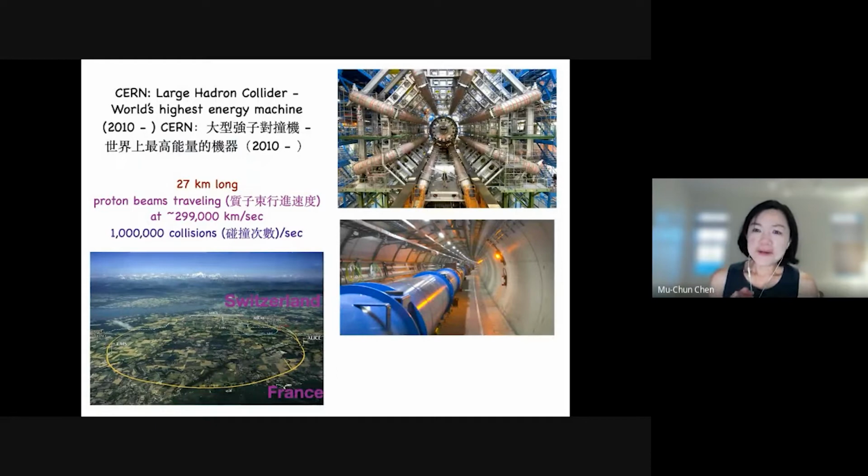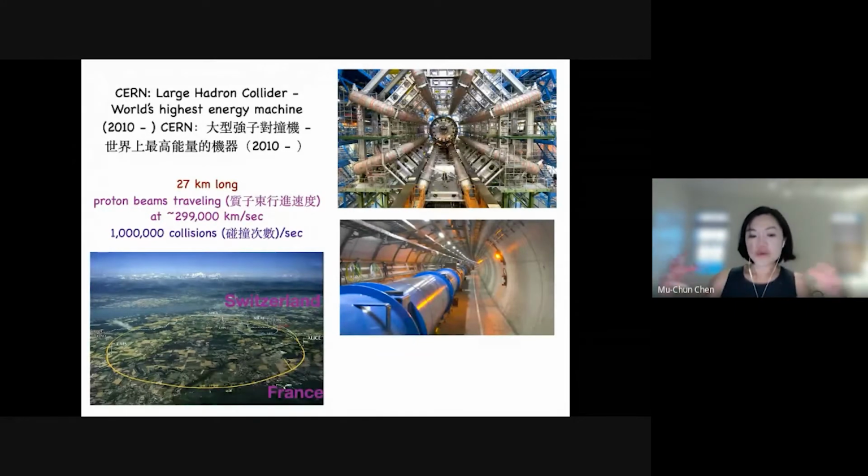All right. So the tool that particle physicists use to study the properties of the elementary particles, there are of course many such tools. And one of them, which you may be familiar with, is the colliders. So right now, the highest energy machine that we have is the so-called Large Hadron Collider, which is located at a lab called CERN, located near the border of Switzerland and France.